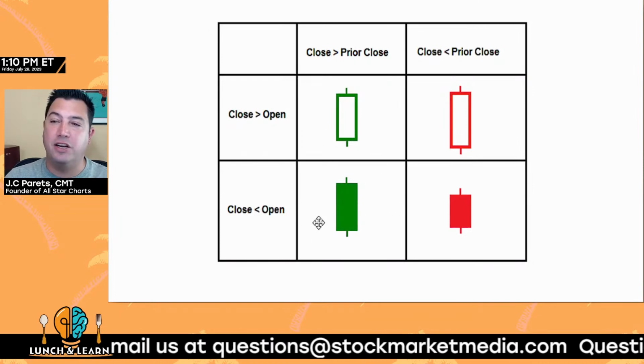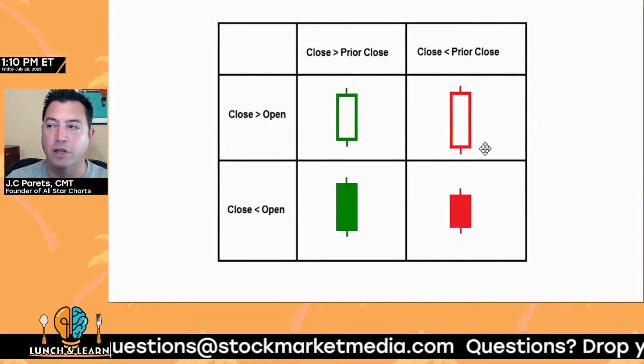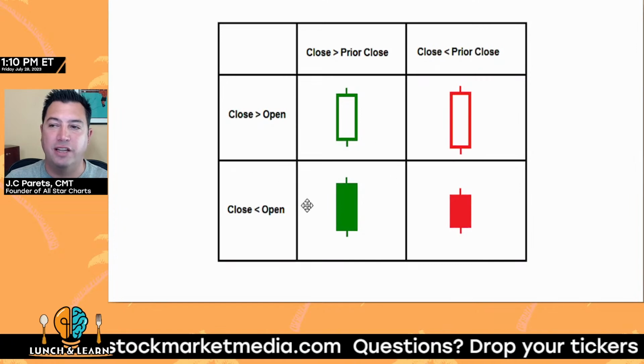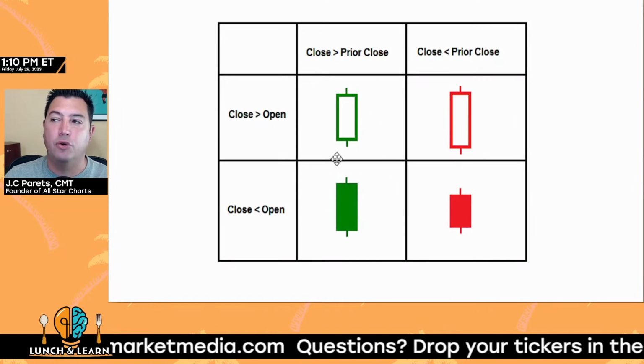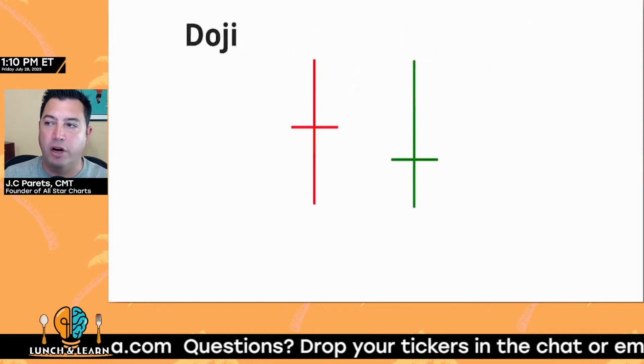These other ones tend to come perhaps near reversals. When you see these filled green ones, when you see these hollow red ones, those tend to come near turning points. Green hollow and red filled, you tend to see in trending markets.